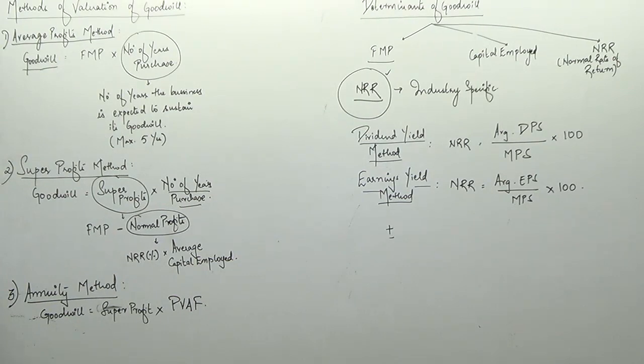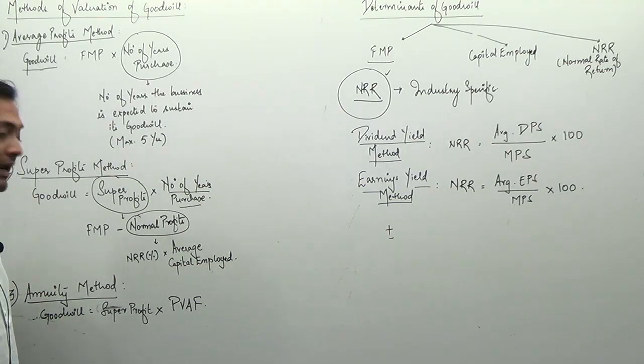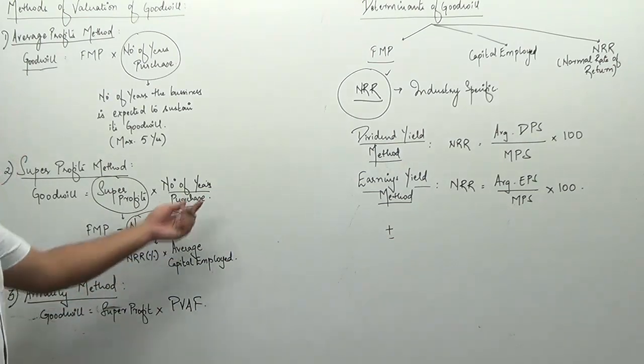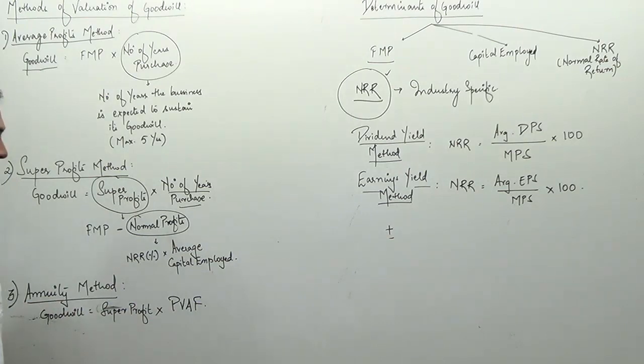If the discount rate is given as 10%, and my number of years purchase is 3 years, then it should be 1 divided by 1.1 power 3. That is your PVAF, the present value annuity factor. So I'll take a present value annuity factor instead of number of years purchase.